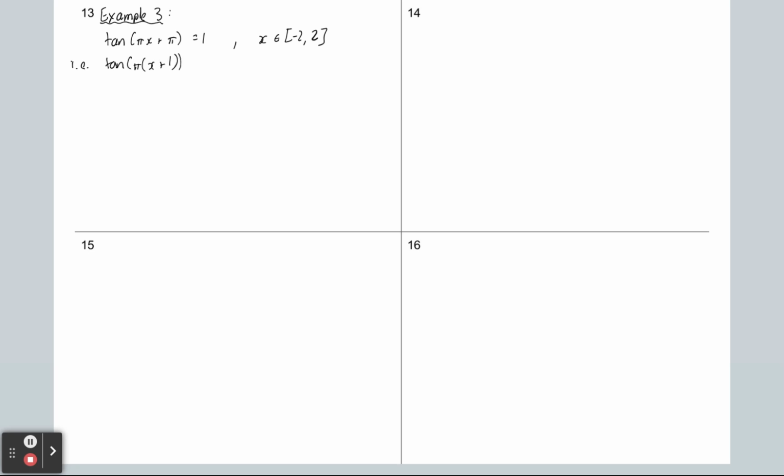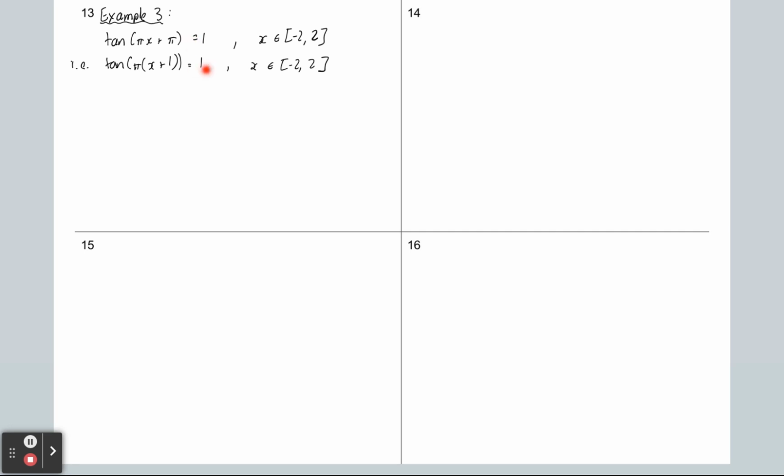You can expand that later if you don't believe me, but these are equivalent, equals 1 for x between -2 and 2. I have not adjusted the domain yet because I haven't really changed the value of this inside here. All I've done is just taken out a common factor. Okay, so we're all good to go from that perspective, I hope. The rest of the process is kind of similar.